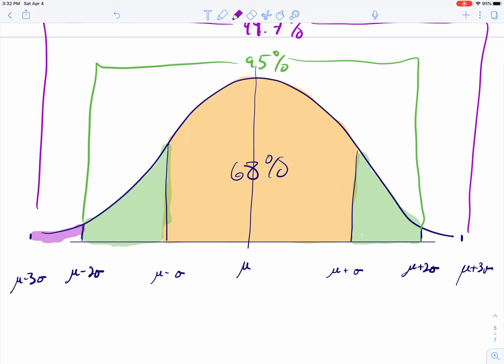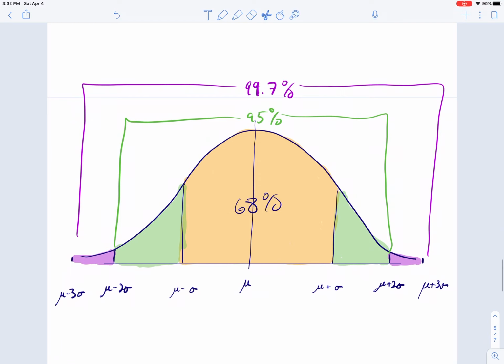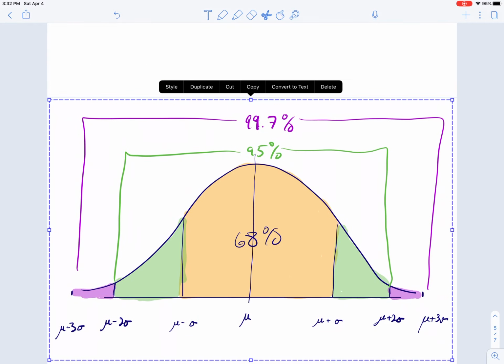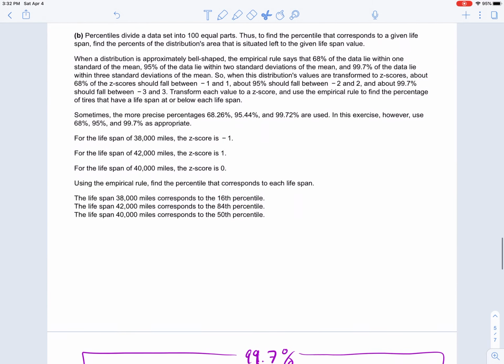Okay. So then it's essentially something like this, as far as the empirical rule. So this is in your text. I would look in this section to get the details, but this is the gist of it.